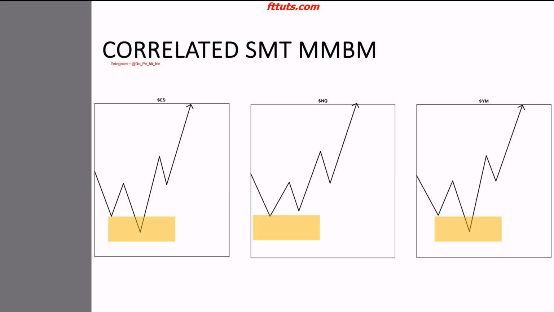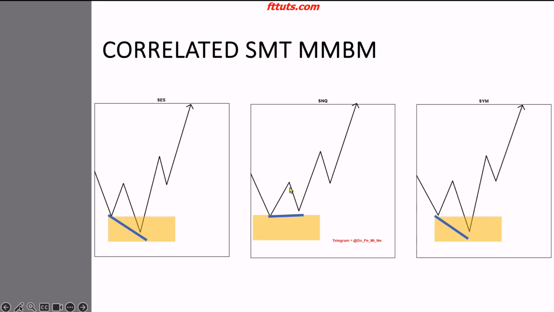And that's how you can basically use all correlated markets to see whether or not SMTs are present. Here we can see the SMT on the lows annotated. ES makes a lower low, Nasdaq makes a higher low, Dow Jones makes a lower low. Notice what is being signaled right here.